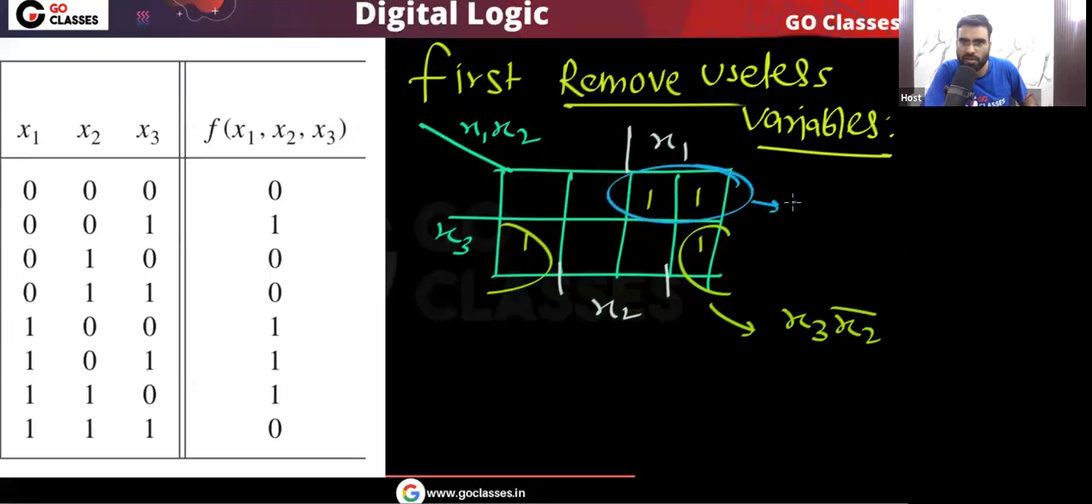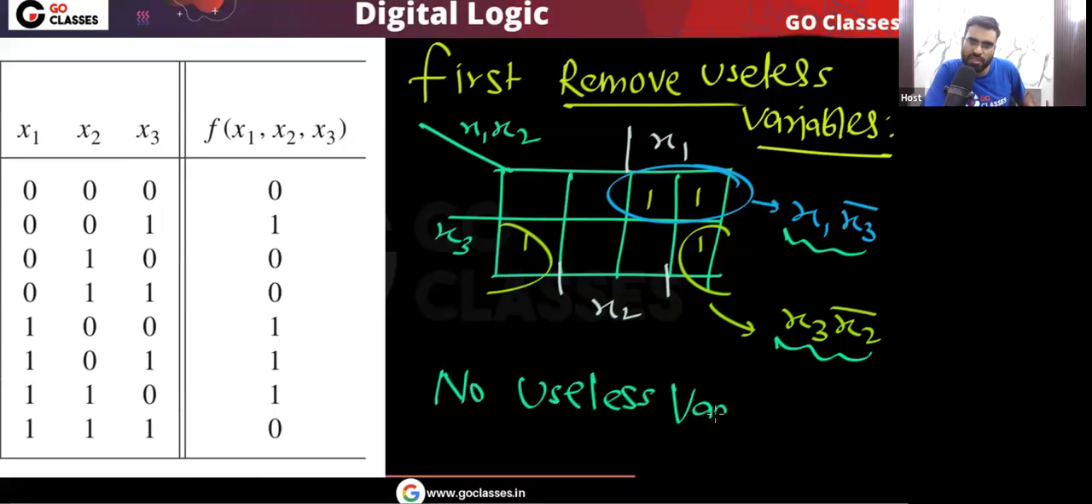What will be this one? This will be x1 x3 bar. So actually there is no useless variable. Yes or no? Okay, actually you can see x1 x3 they are useful, x3 x2 they are useful, so no useless variable. That's it. No useless variable, right?